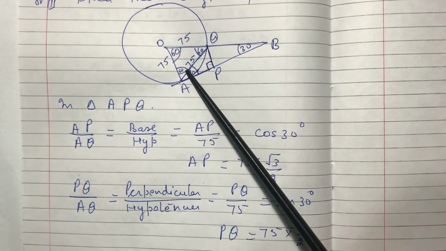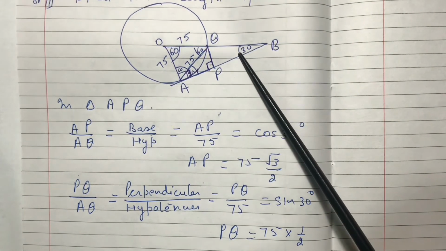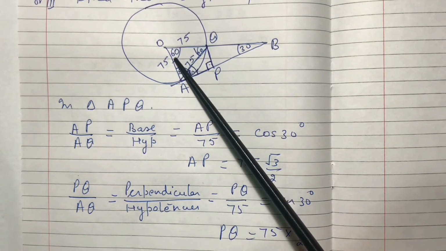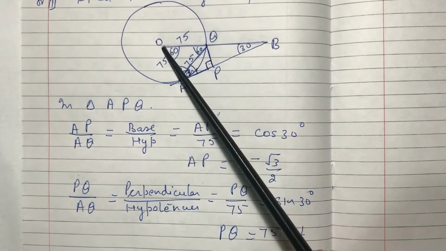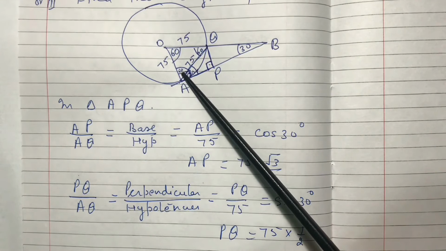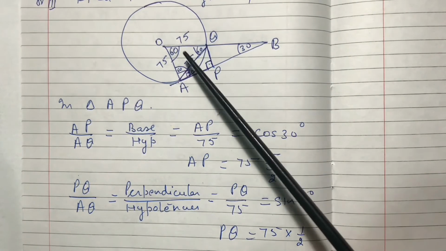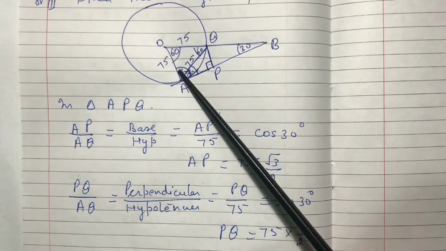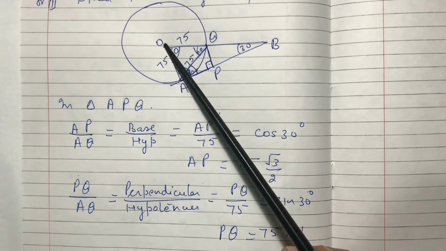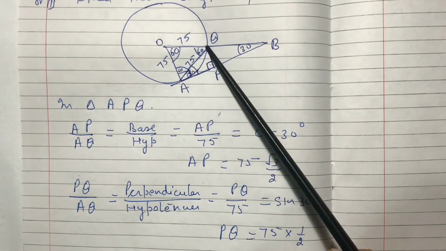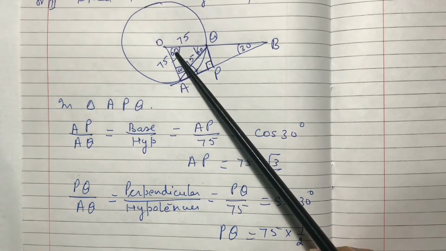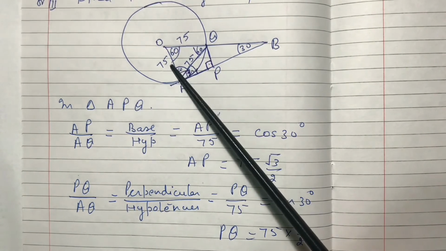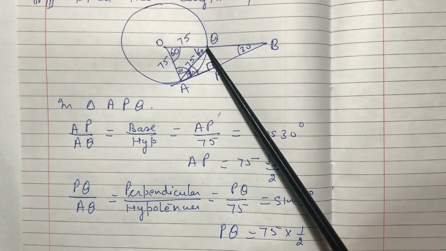Now this whole angle is 90 degree. This angle is 30 degree. So this angle is 60 degree. This side is equal to this side. It means this angle is equal to this angle. It means this is an equilateral triangle in which this side is 75, this side is 75 and AQ is 75. And each angle is 60 degree. Each side is 75 centimeter.